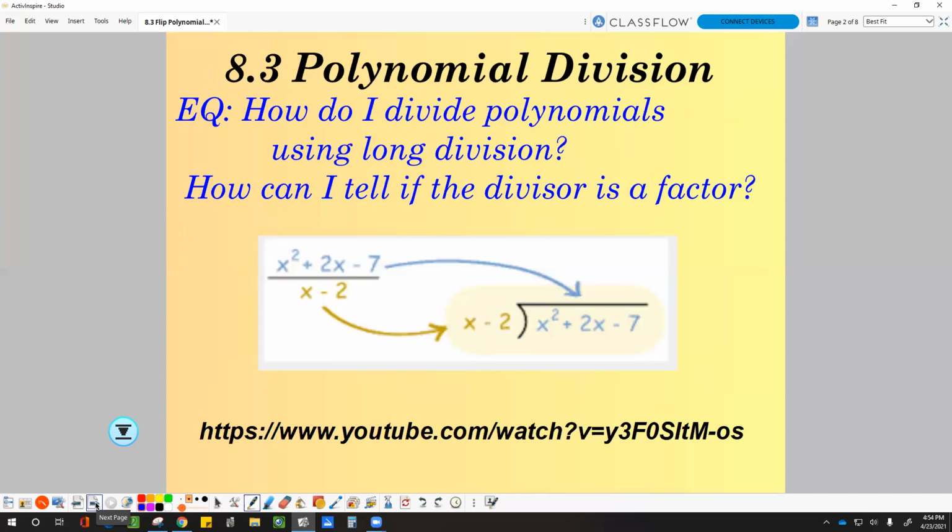We will be doing polynomial long division, just like in 3rd or 4th grade. But when we did it in 3rd or 4th grade, we had numbers and not polynomials. So there's a difference. How do I divide polynomials using long division? And how can I tell if the divisor is a factor?